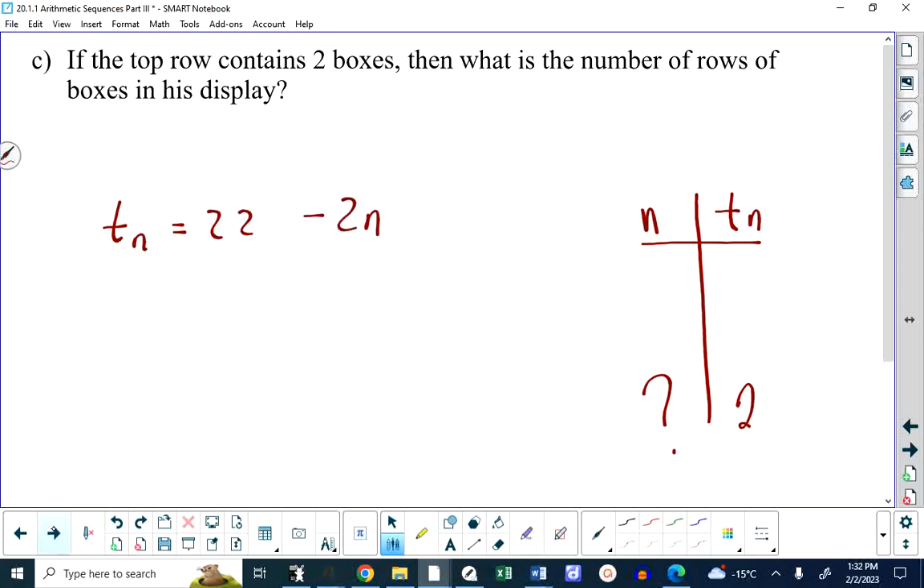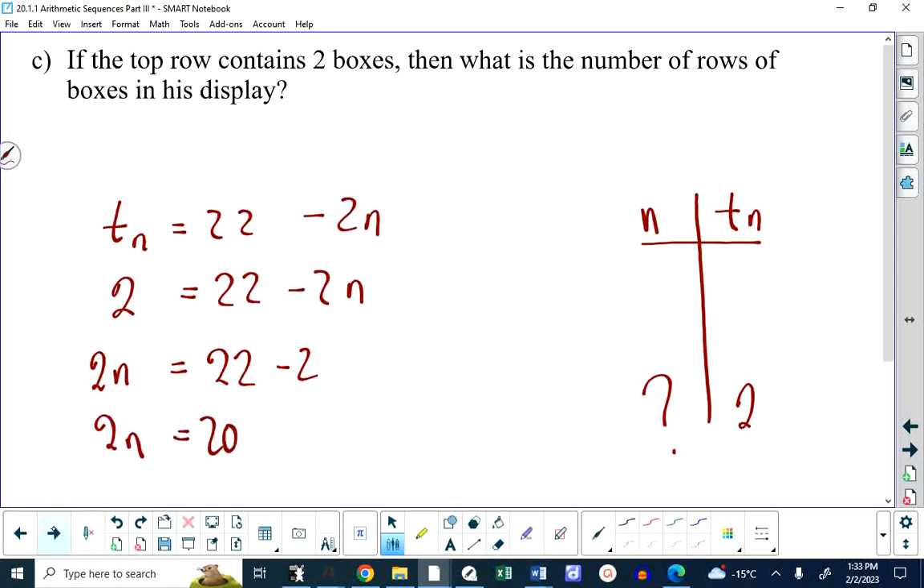Okay. So this time the number in the row is 2. I don't like that negative 2n. I'm going to shuffle it off to the other side where it punts the other 2 out of the way. So rearranging it gives me 2n equals 22 minus 2. 22 minus 2 is 20, so we get 2n equals 20. Two boxes is the 10th term. And since 2 boxes is the final row, there must be 10 rows.